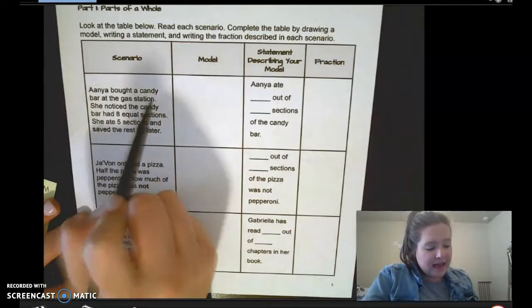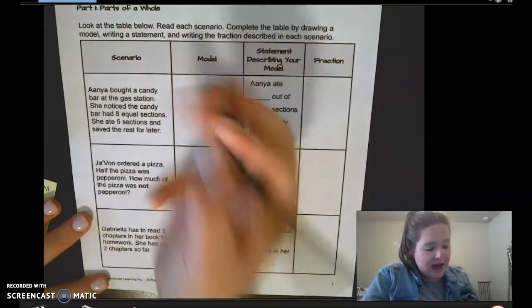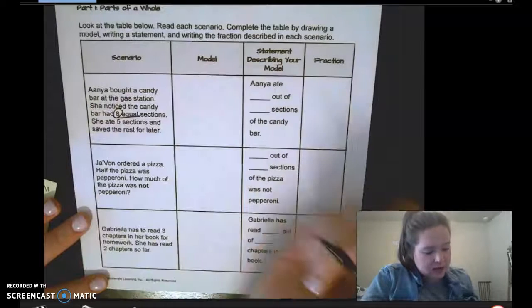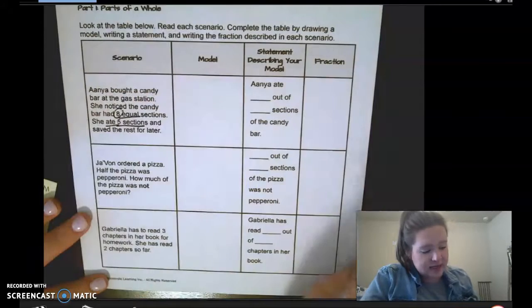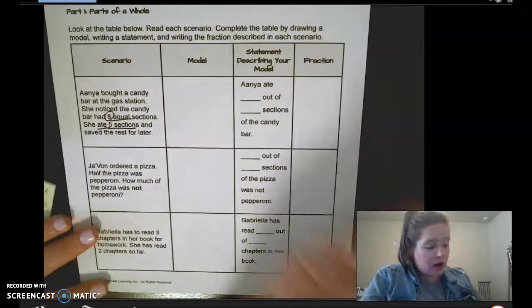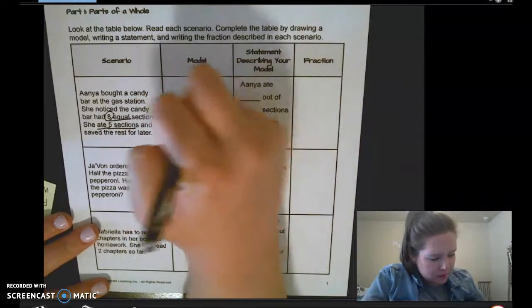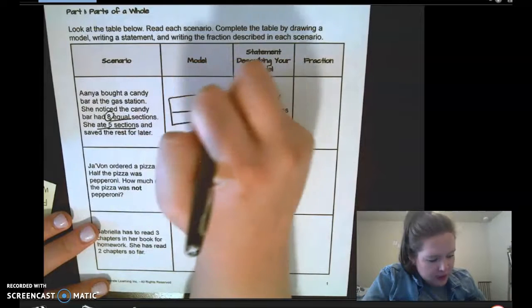Anaya bought a candy bar at the gas station. She noticed the candy bar had 8 equal sections. She ate 5 of the sections and saved the rest for later. Okay, so if we're going to draw a model, I'm going to do a rectangle.